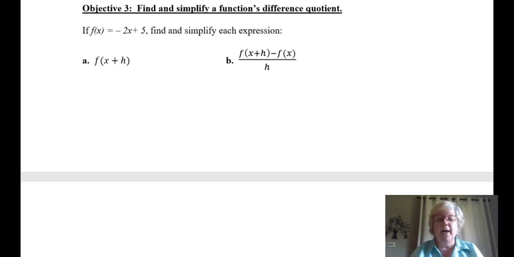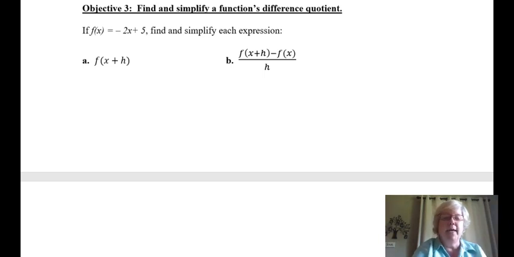Now we're going to talk about the difference quotient, which is also called a rate of change formula for any of you who've studied pre-calculus before. This is a difference quotient that you will use to find the derivative when you take a calculus class. Since this course leads students into calculus, we do cover it as a prerequisite. Now, to find the difference quotient, there are two different parts.